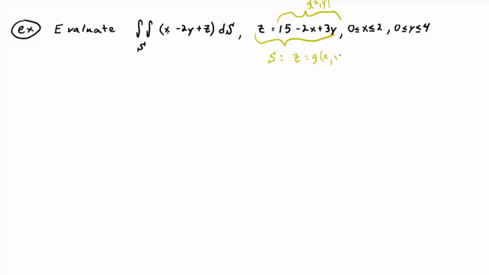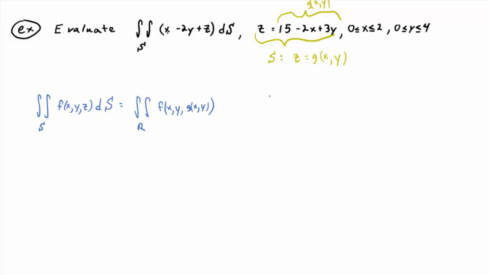Z is g of x, y. All right, so let's write down the formula and just analyze what it's telling us. Remember, the generic formula is the integral over S of f of x, y, z, dS. So if you use the calculation formula, it's going to become the integral over R of f of x, y, where z is really g of x, y, at least on the surface, right?